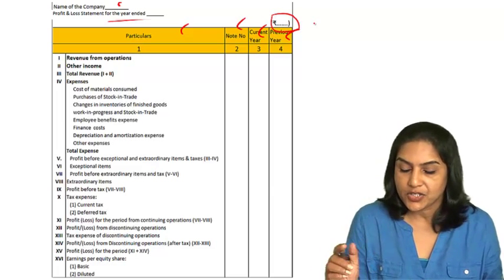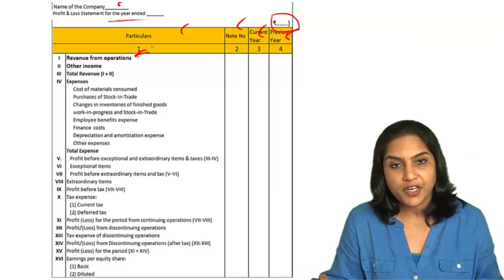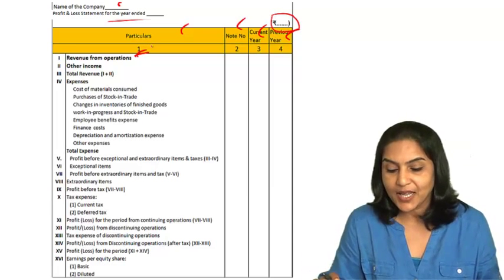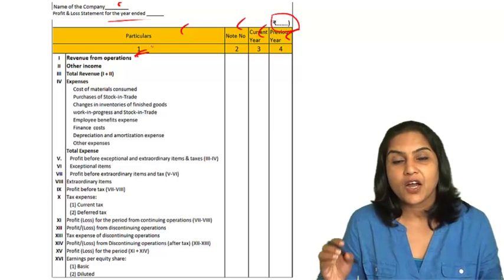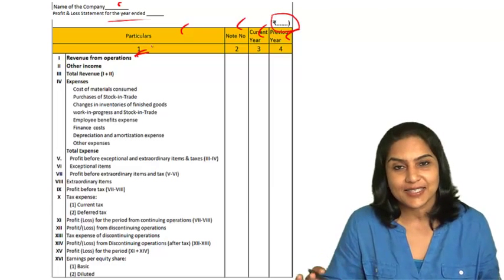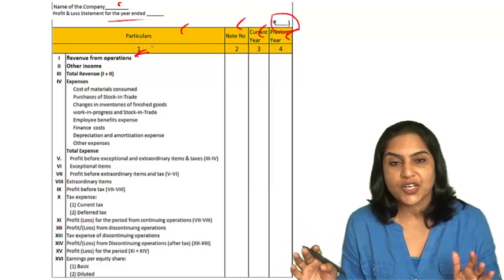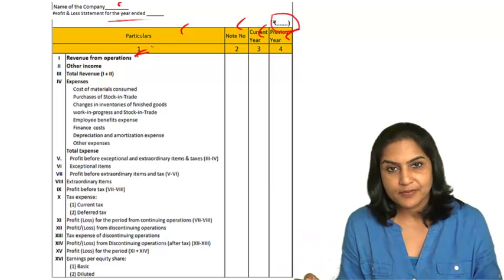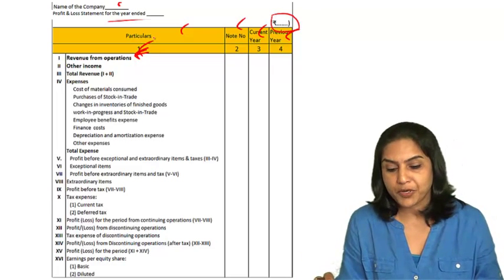The profit and loss account starts with revenue from operations. What is revenue from operations? Basically, the income which is earned from the ordinary business activity. If it's a trading company, the sales activity. If it's in manufacturing and selling, again from the sales activity, the revenue from operations.